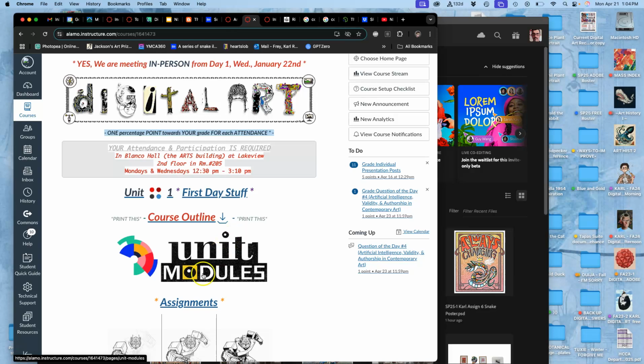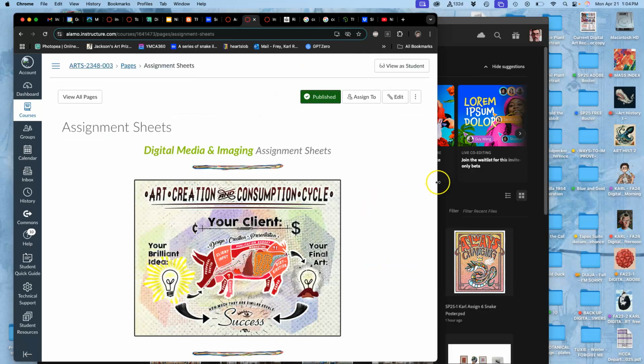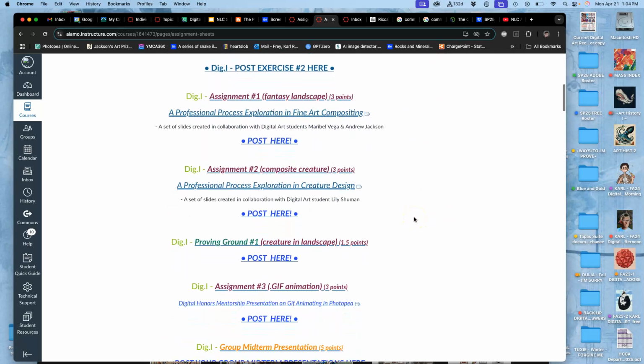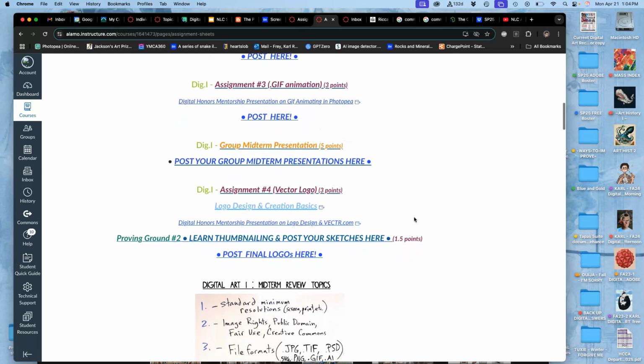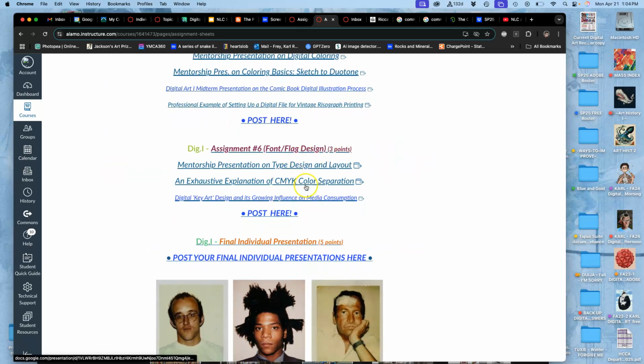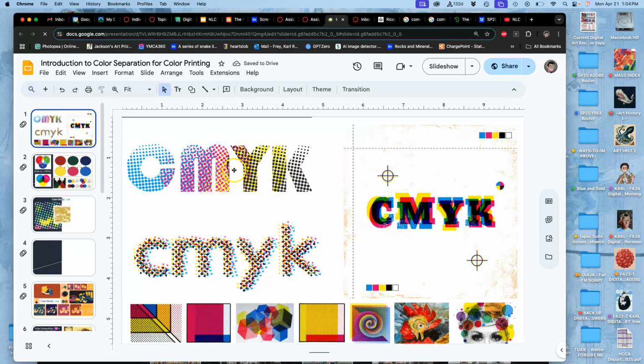If you go to assignments, where we have our supplemental and helpful materials, usually as Google Slides, which you can make your own copies of if you want to have them after the semester ends, you scroll down to assignment 6, that poster that we just did. You'll see an exhaustive explanation of CMYK color separation. These are some slides I put together. CMYK stands for cyan, magenta, yellow, and black. Those are the 4 inks used in commercial printing.